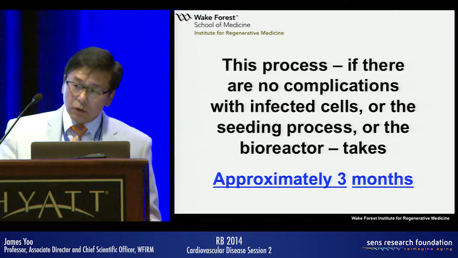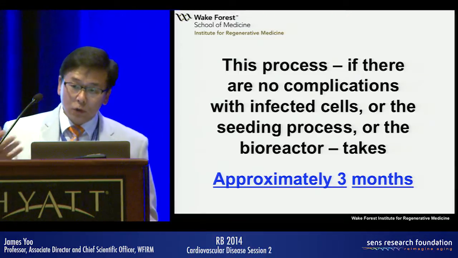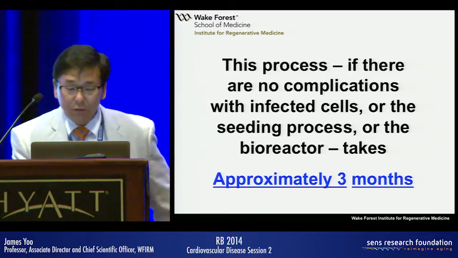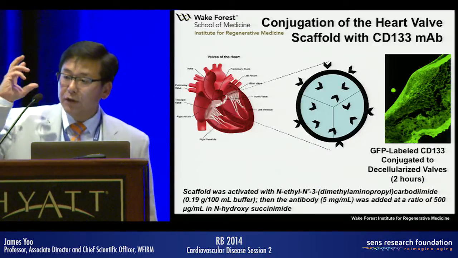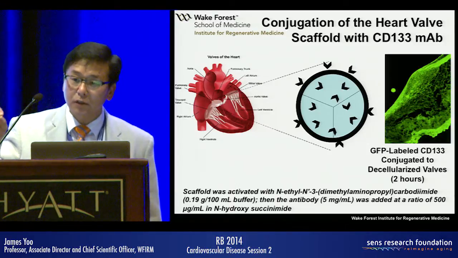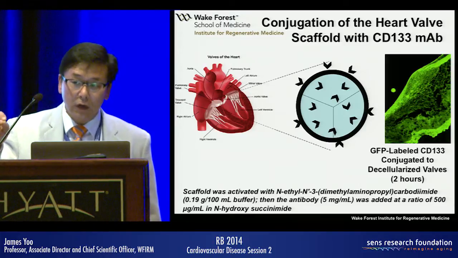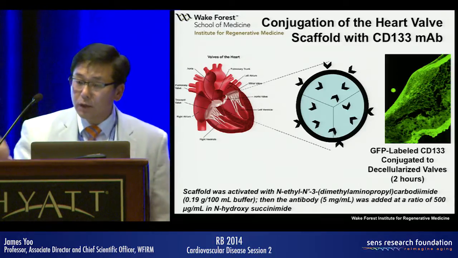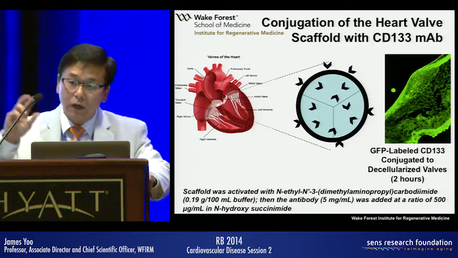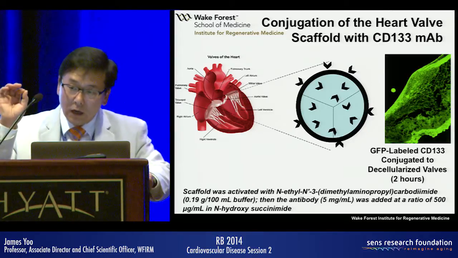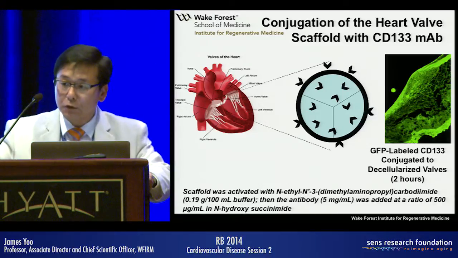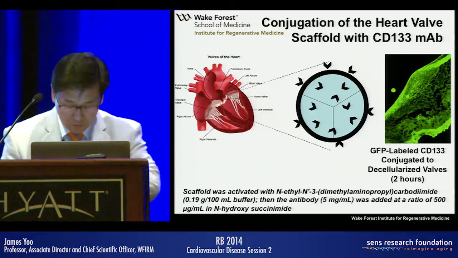Now, as indicated, it just takes a lot of resources and a lot of time and a lot of work. So we were looking into a way to shorten that process and make it simpler. So what we have done is we have conjugated the valve scaffold with CD133 antibody, which is a specific cell marker for endothelial progenitor cells. And so you bind the antibody so that as the blood flows through the valve, those free-floating cells will be captured by the antibody, and eventually you'll have a self-seeding heart valve.